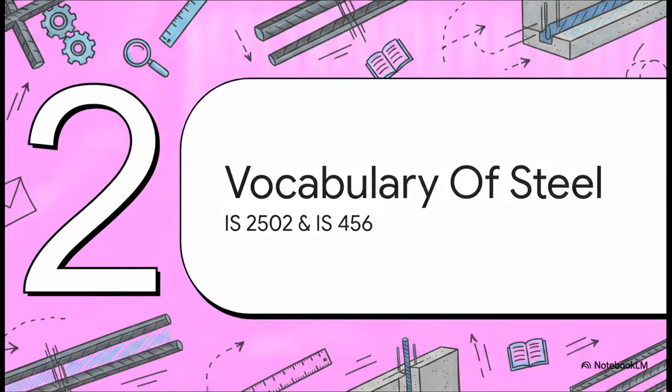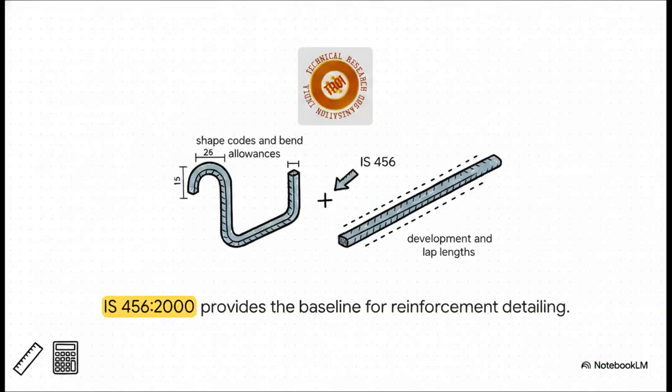Moving on to part 2, the vocabulary of steel, specifically the constants from IS 2052 and IS 456. Look, before we touch any complex math, we have got to nail down this core vocabulary. Using guidelines like IS 2502 for shapes and IS 456 for lengths ensures your baseline detailing is mathematically sound. Basically, IS 2502 hands you the standard shape codes and bend allowances, while IS 456 dictates your required lengths, things like development and lap lengths. You literally cannot prepare a defensible BBS using only one of them. They have to work together.